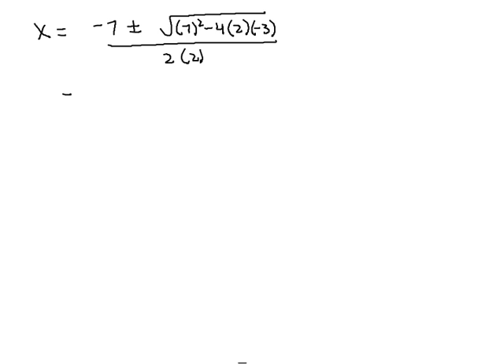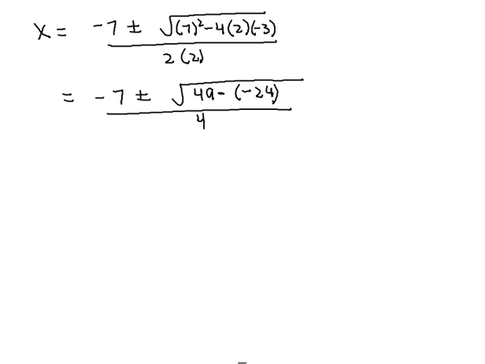As our next step, we're going to simplify what's inside the radical and also the denominator. Simplifying inside the square root, we're going to have 49 minus a negative 24, and the denominator will simplify, of course, to 4. So we're left with negative 7 plus or minus the square root of 49 plus 24, all over 4.